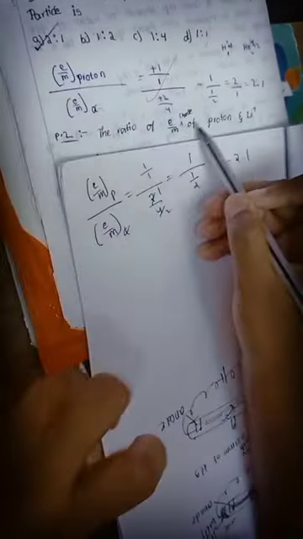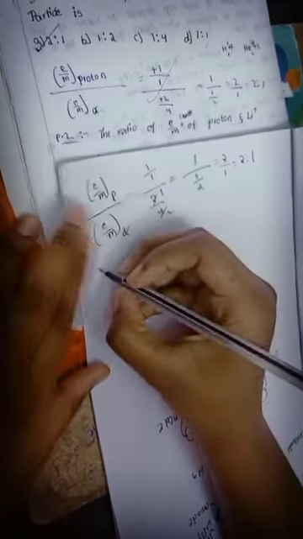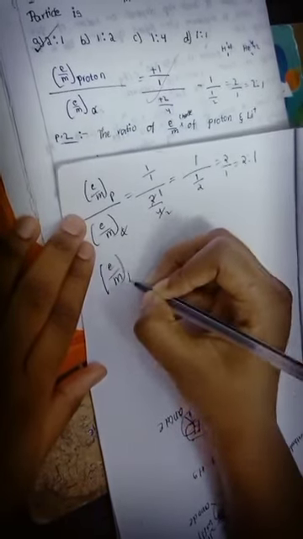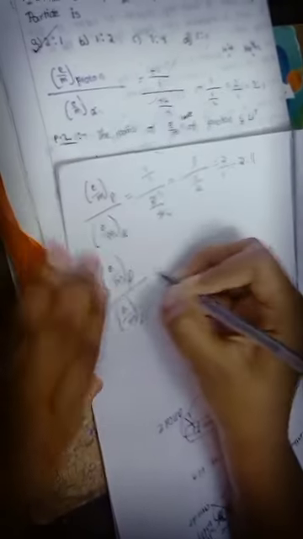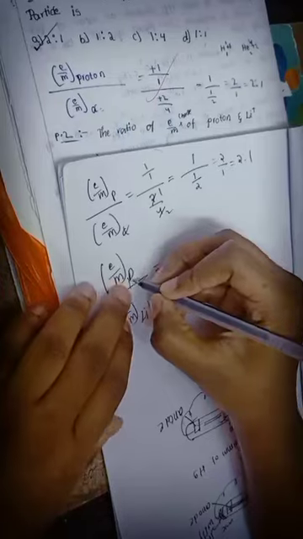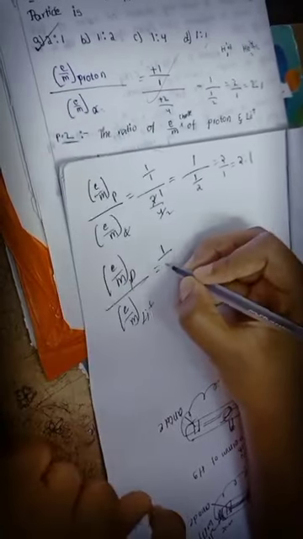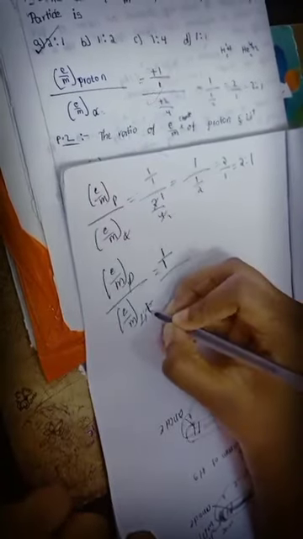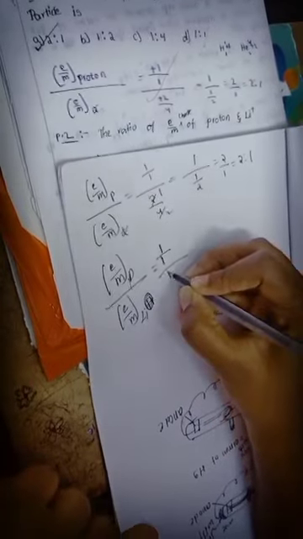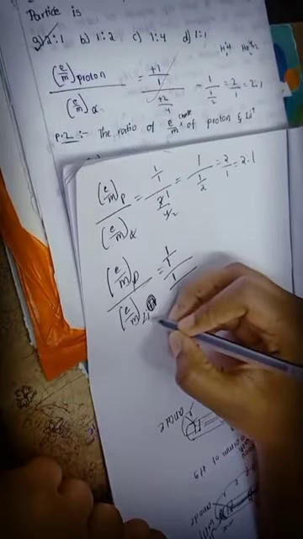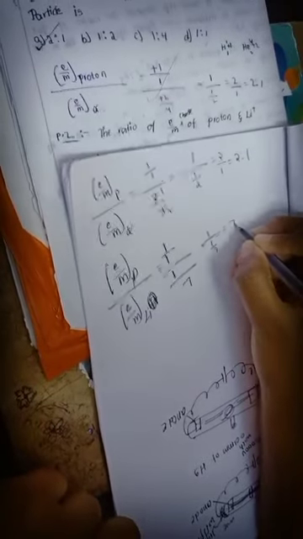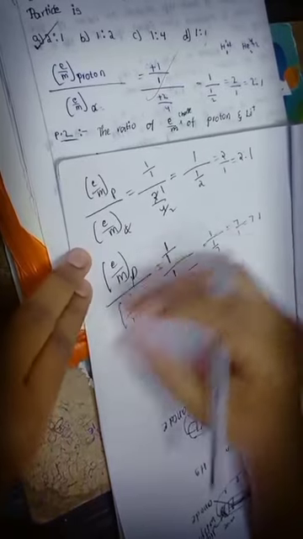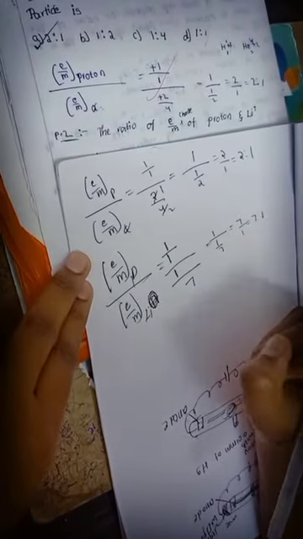The ratio of e by m of proton and lithium ion Li plus is e by m of proton by e by m of Li plus. See, here charge is 1, atomic mass also 1. Here plus 1, that means 1 only. Lithium atomic mass is 7, that means 1 by 1 divided by 1 by 7, that is 7 by 1, equal to 7:1. This is all about the discharge tube.